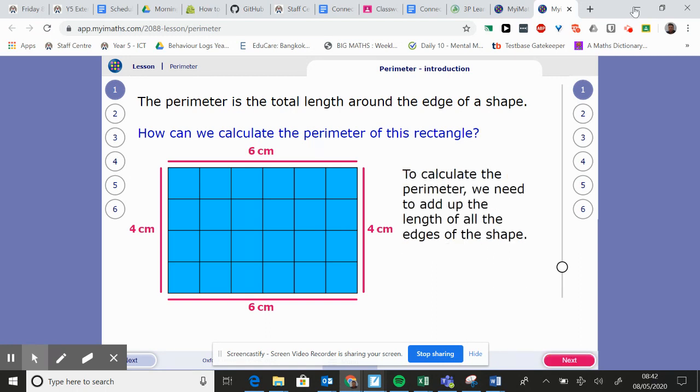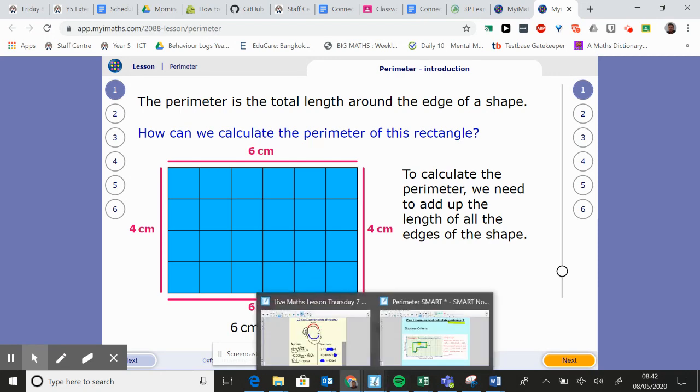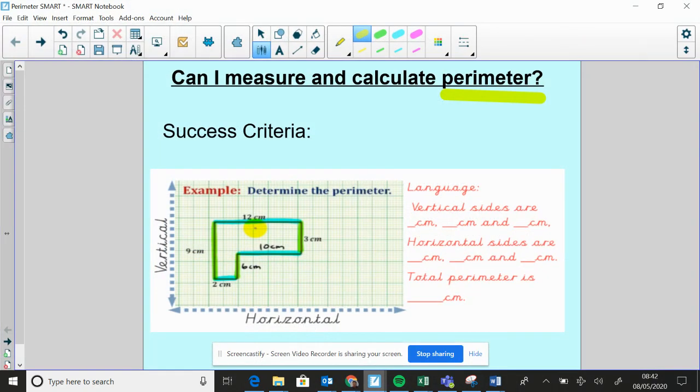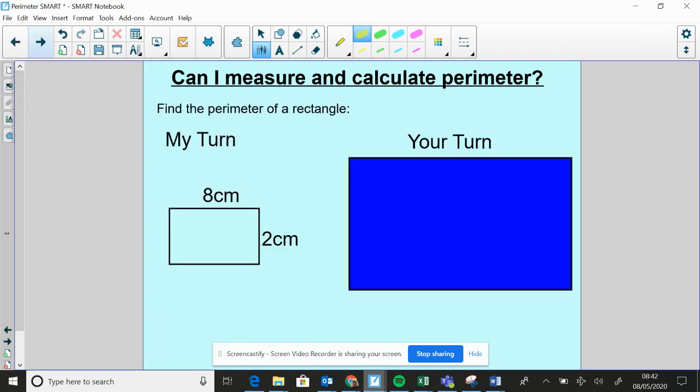And now it's very simple. We just add up every single side. So there we go. 6 plus 4, 6 plus 4 equals 20. You could do 6 times 2 and 4 times 2, but the answer would still be 20. So the perimeter of this rectangle is 20. Okay. So that's what perimeter is. Here's a nice little example. I'll do one, and then you'll have a quick go at doing one.